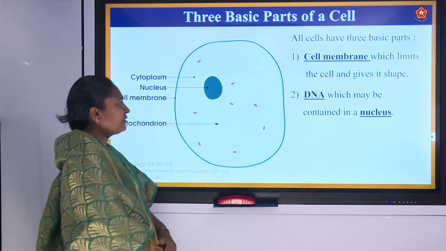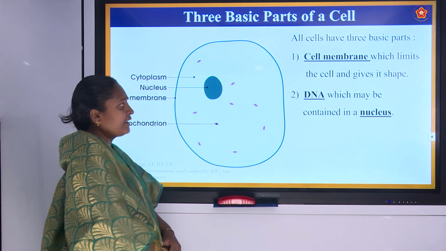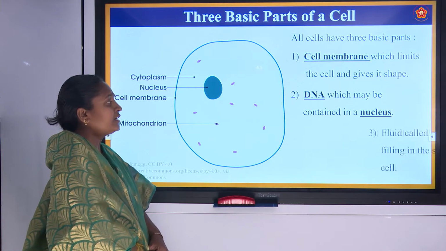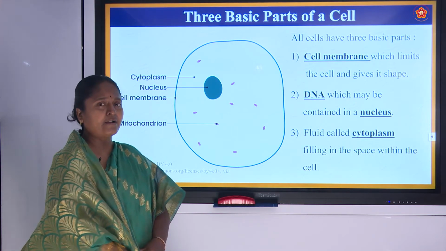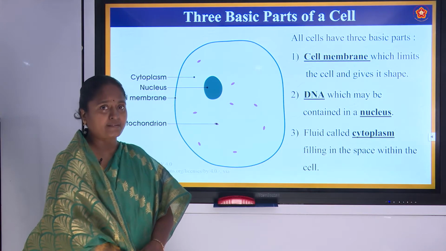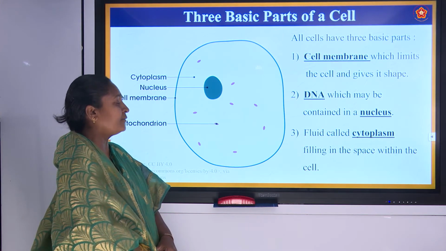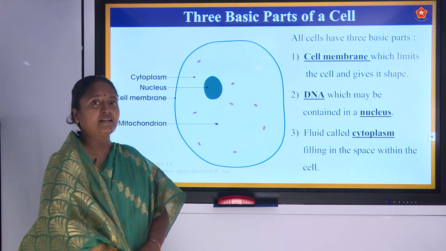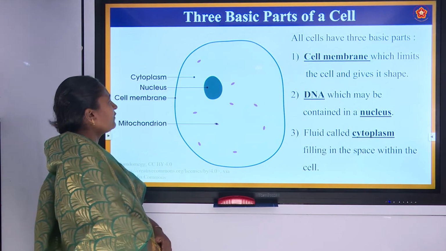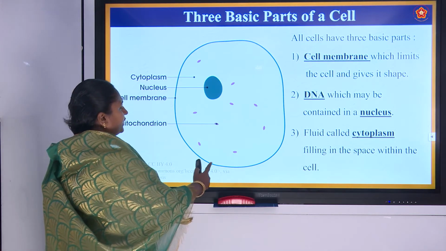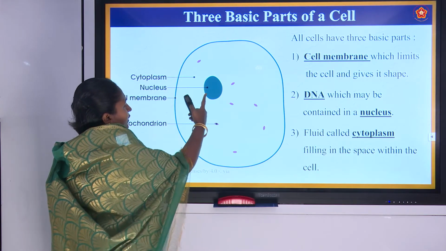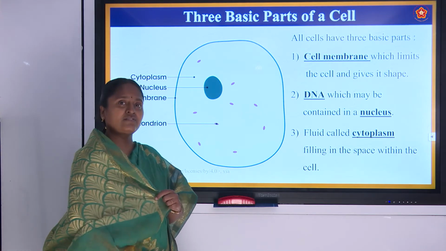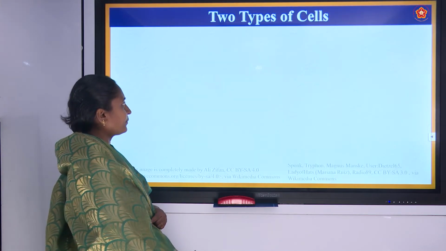Second, it has genetic material, that is DNA, which is present inside the nucleus. The third part is the fluid part of the cell, known as cytoplasm. Cytoplasm has many different kinds of cell constituents, which we will see in the forthcoming classes. So overall, a cell should have a boundary, it has the cytoplasm, and it should have a nucleus. The mitochondrion and other structures we will see elaborately later.